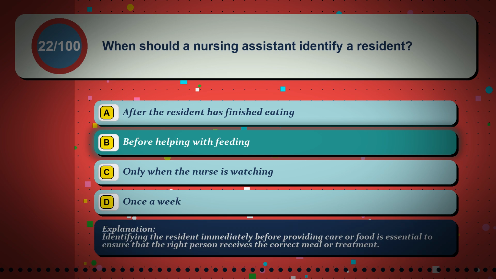Identifying the resident immediately before providing care or food is essential to ensure that the right person receives the correct meal or treatment.